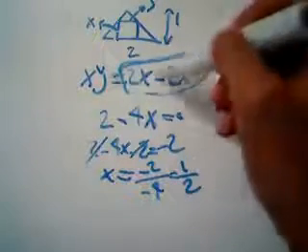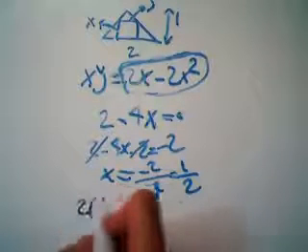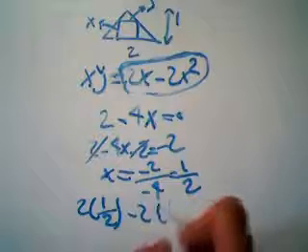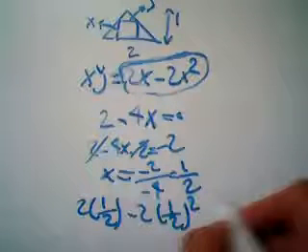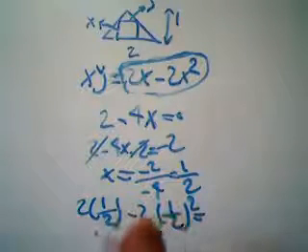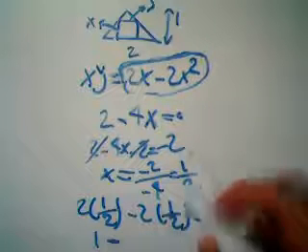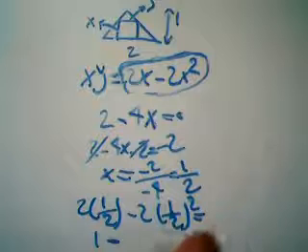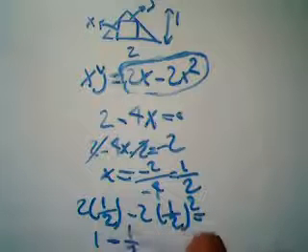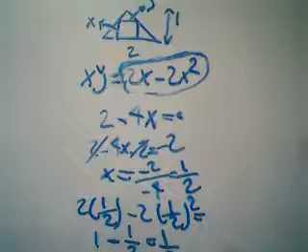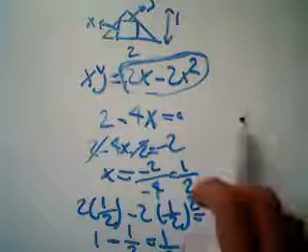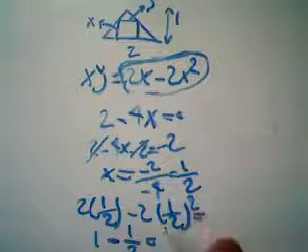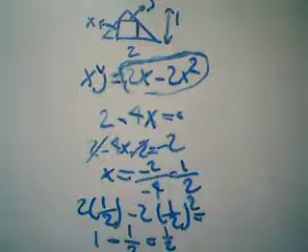So let's substitute into that: 2 times half, minus 2 times half squared, which is 1 minus 2 times 1 over 4, which is 1 over 2. Let me write it. 1 over 2. Okay.